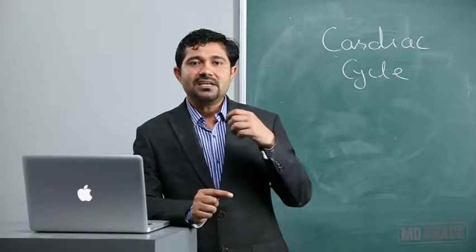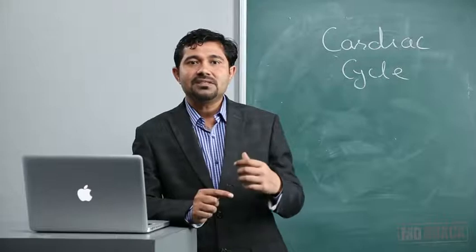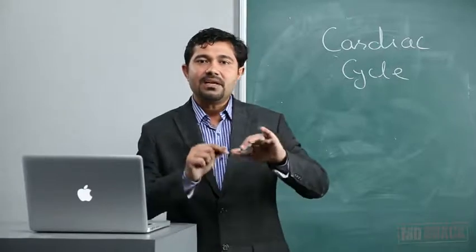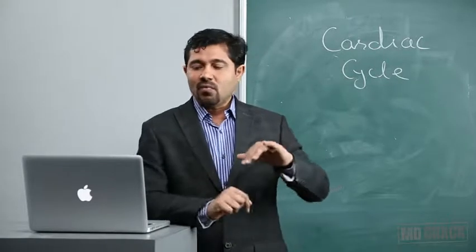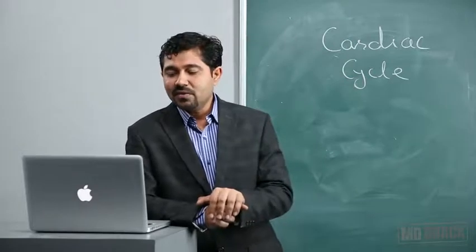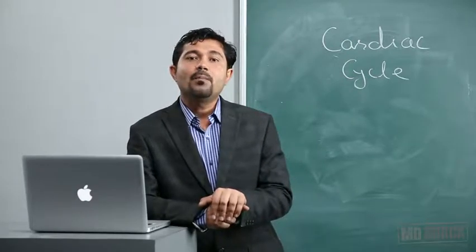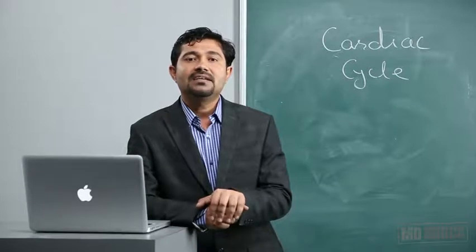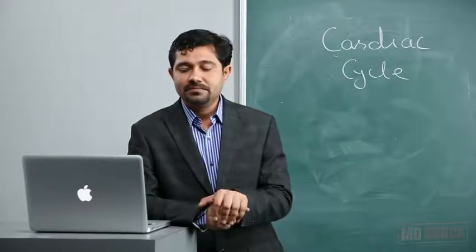Because only when the pressure inside the atria is more than the pressure inside the ventricle will the mitral and tricuspid valves open. So what happens at the end of the isovolumetric contraction phase? The opening of the mitral and tricuspid valves, or AV valves.